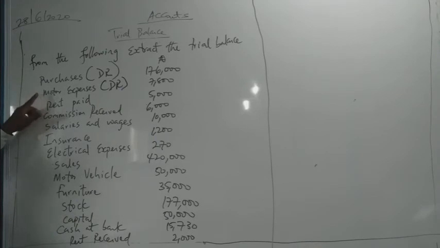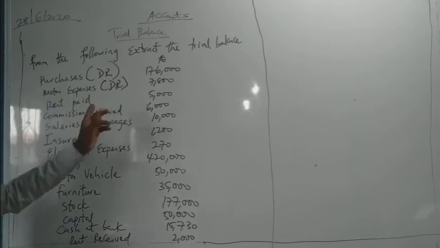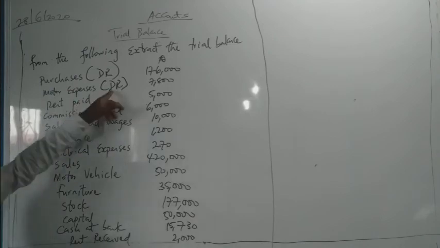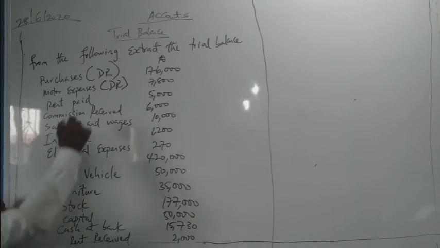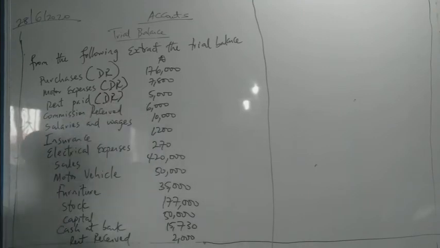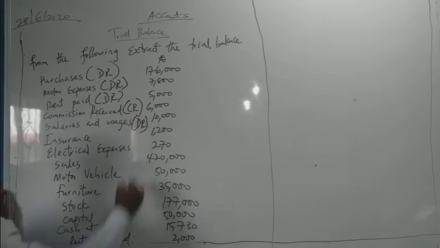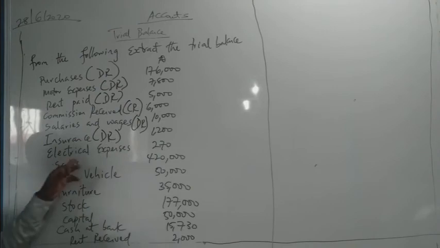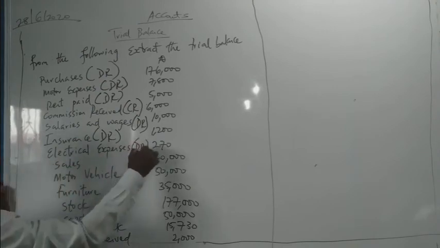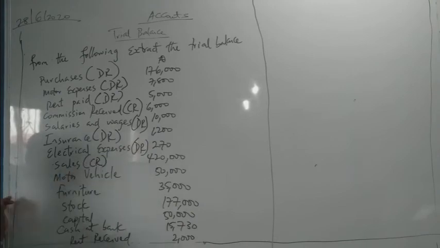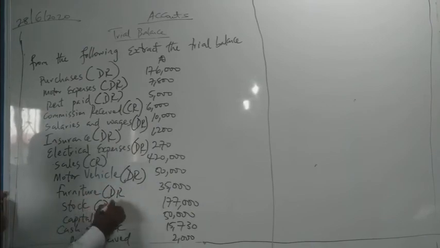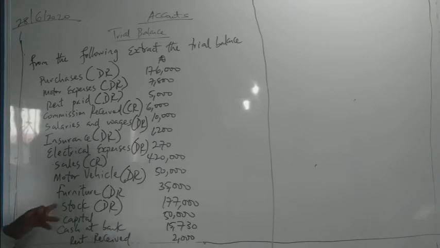Now, motor expenses is different from motor car. Motor car is an asset, but motor expenses, just as the word expenses, means it is an expense account, and they always have a debit balance. Rent paid, debit balance. Commission received, any income you receive, it is a credit balance. Salaries and wages, these are all expenses which have a debit balance. Insurance, debit balance. Electrical expenses, debit balance. Sales, this is an income, credit balance. Motor vehicle, definitely this is an asset. It will be debited. Furniture, debited. Stock, debited. Because this is an asset, fixed asset, current asset.